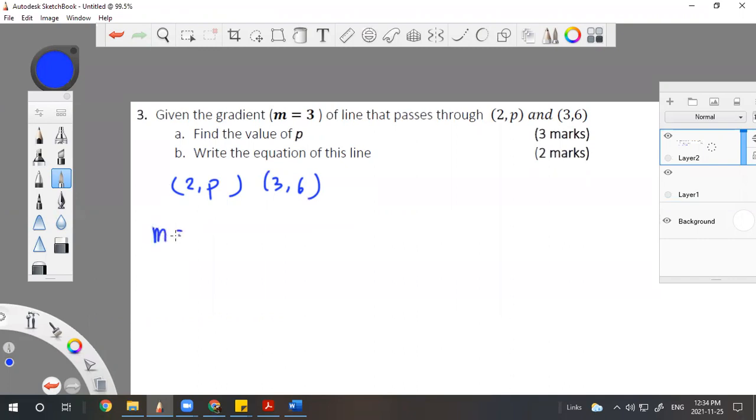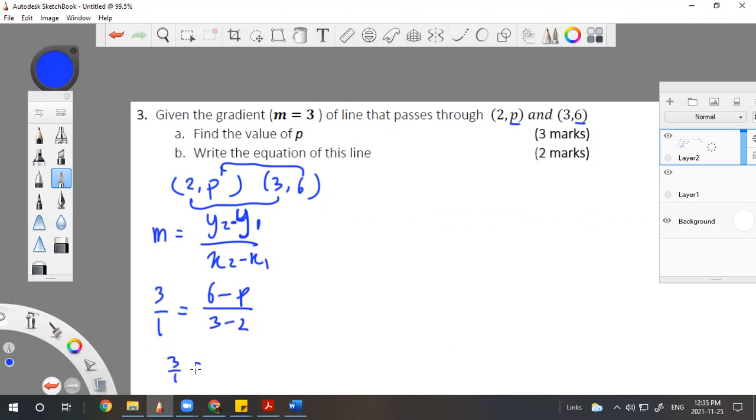So what is the m formula? Wait, I think I've seen this in the textbook. Yeah, y2 minus y1 over x2 minus x1. Of course, this is integrating 2 topics, algebra and line equation. M equals 3. Can I write over 1? Of course, it's up to me, to make it a fraction so it's easier. Y2 is 6 minus p, oh it's here, 6 minus p, and then over 3 minus 2.